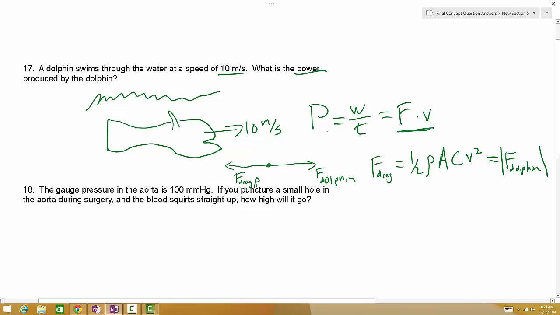And so to find the power, all you have to do is multiply this times velocity. So power is equal to 1/2 rho A C V squared times V, and we don't have enough information here because we don't have the cross-sectional area of the dolphin, we don't have the constant, but that's the equation that you would use.